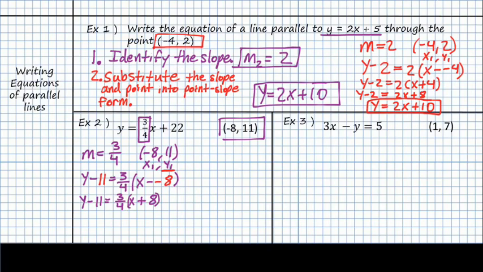Okay, so now we're going to distribute this 3 over 4, and we get y minus 11 is equal to 3 over 4 x plus 6, because that's 3/4 of 8. Alright, and then we're going to add 11 to both sides, and our final answer will be y is equal to 3 over 4 x plus, that's going to be 17.